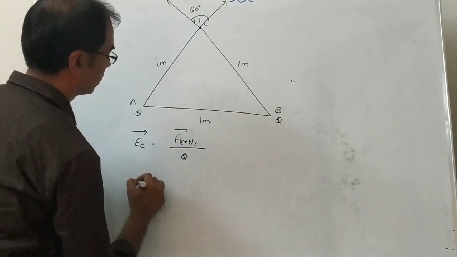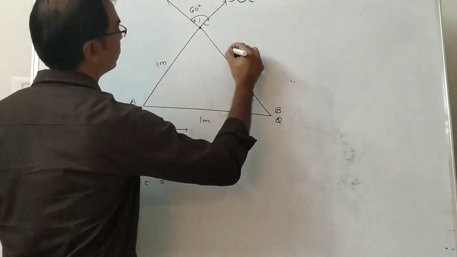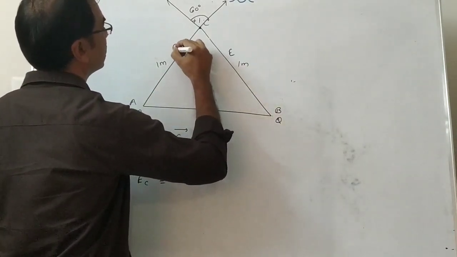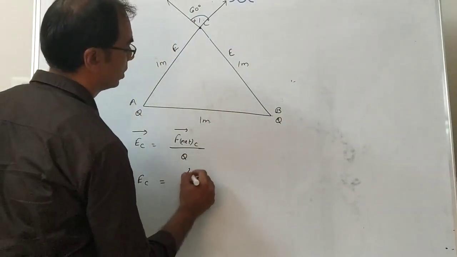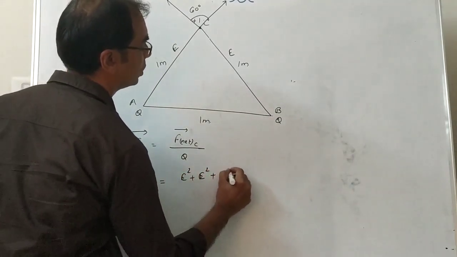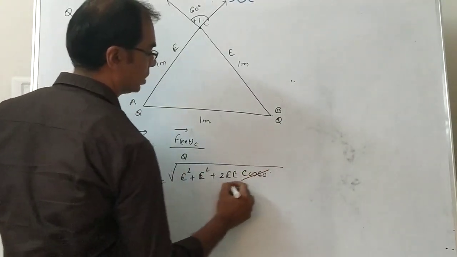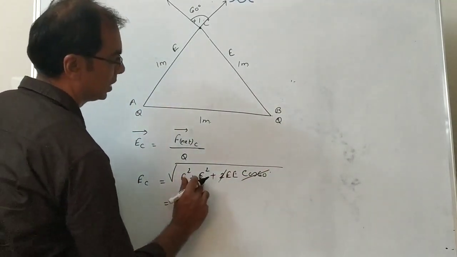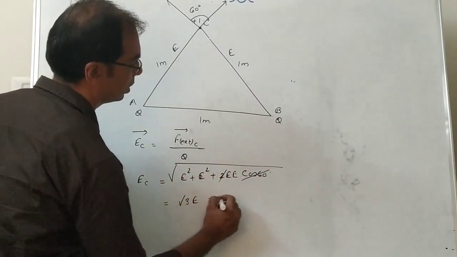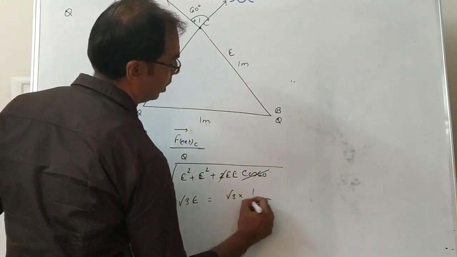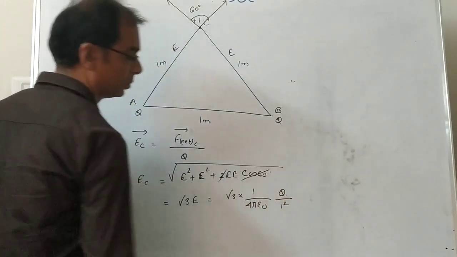I'll write electric field, and that I am calculating. Because of this it is E, or because of this it is E, or F also you can say, because here is positive charge. So square root of E square plus E square plus 2 into E into cos 60. This cos 60 and 2 get cancelled. E square plus E square plus E square, 3E square, that is root 3 E. And now write the E value: root 3 into 1 by 4 pi epsilon naught Q by 1 square. That's the magnitude.